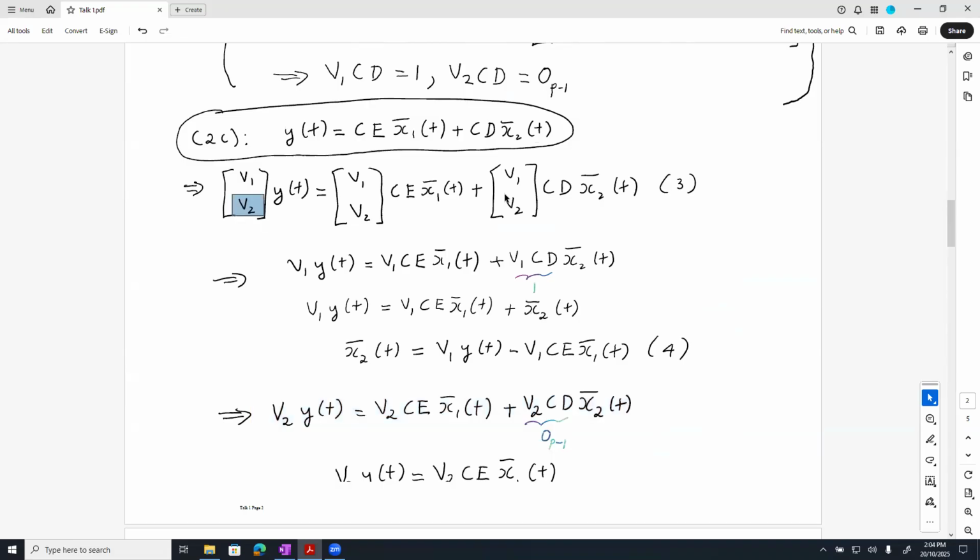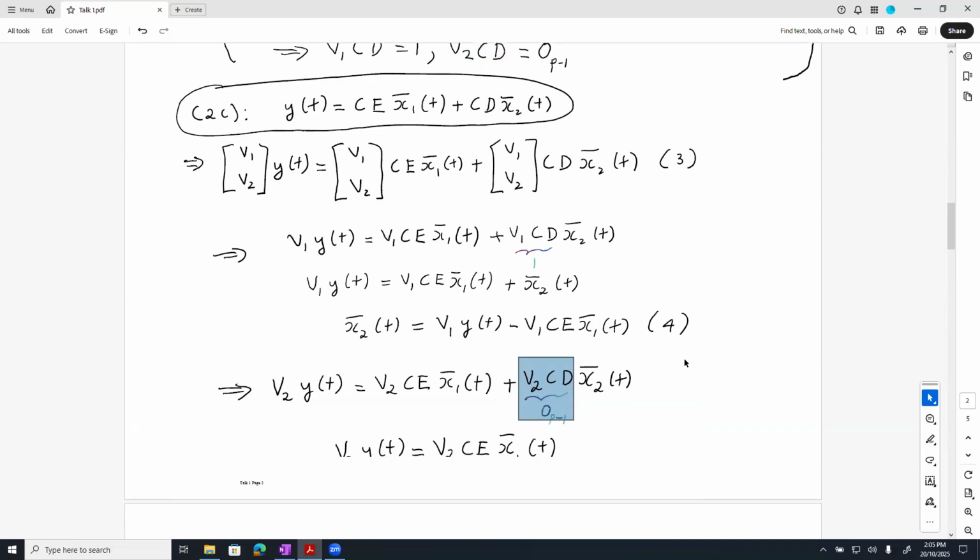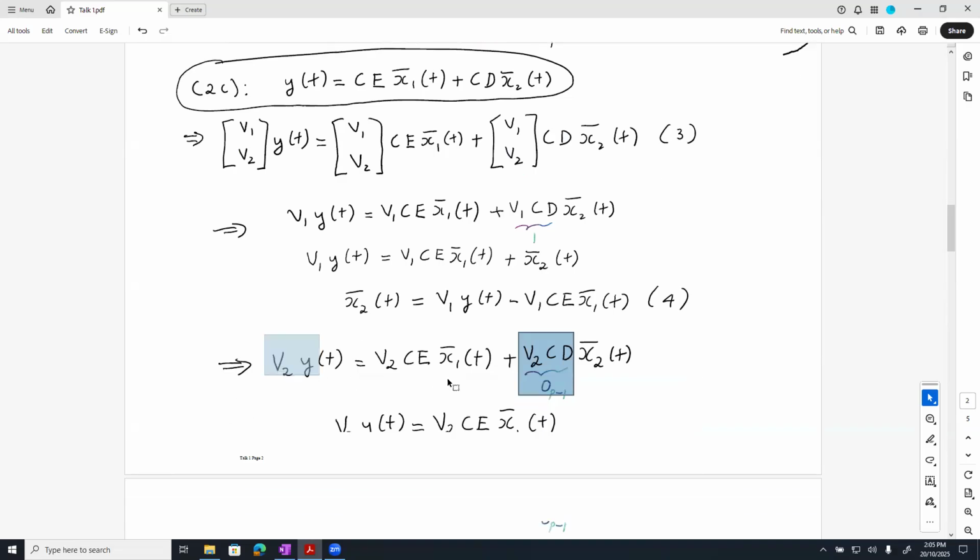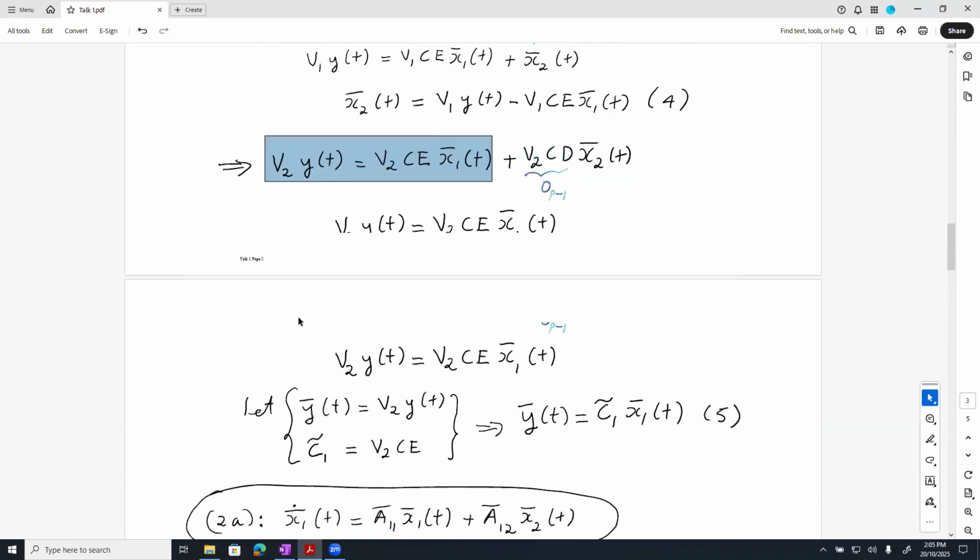Keep in mind that V2 times CD, which is that relationship there, is actually equal to 0. That is a good thing, because what we have in here is just simply an output measurement, which is related to the output measurement vector y of t.